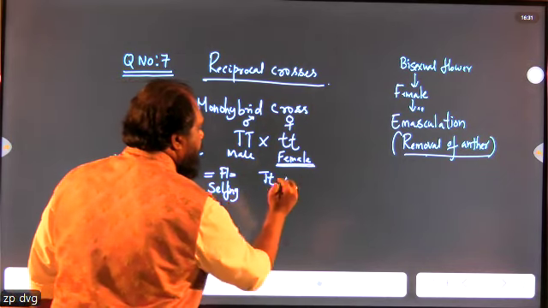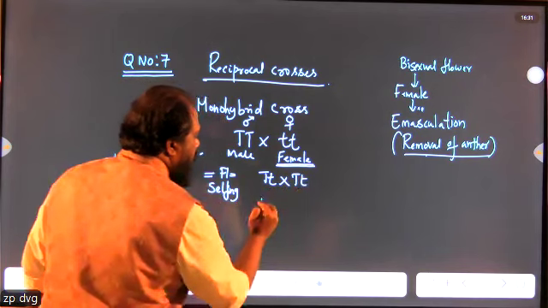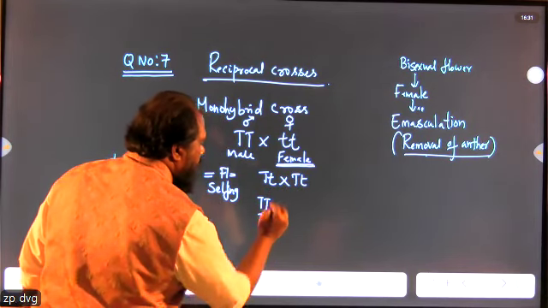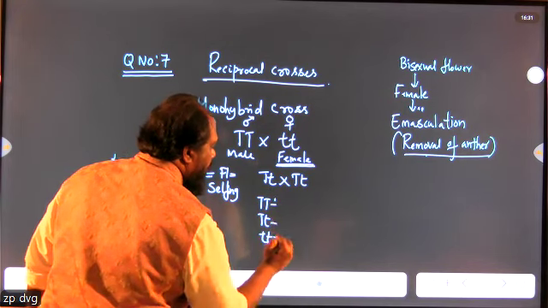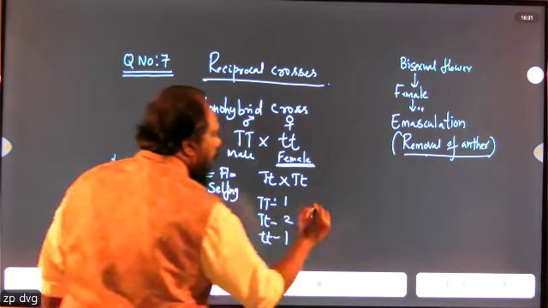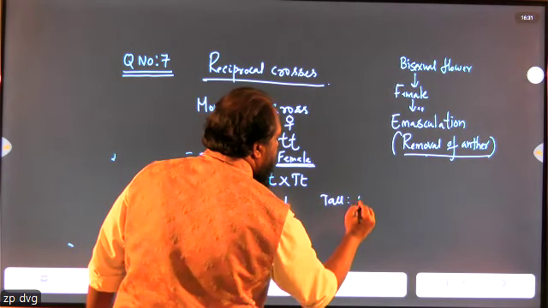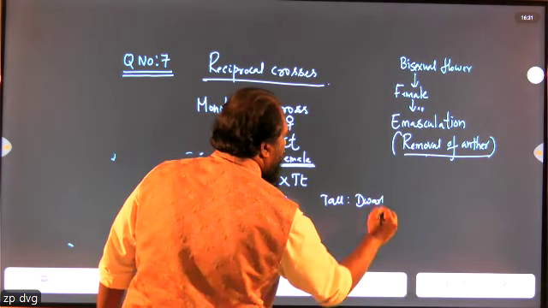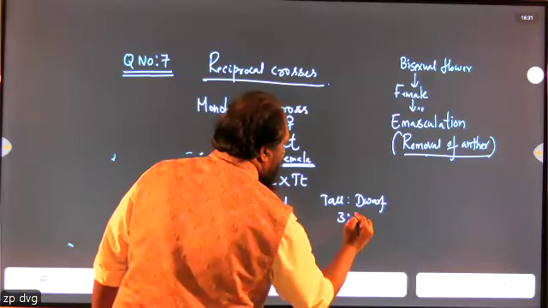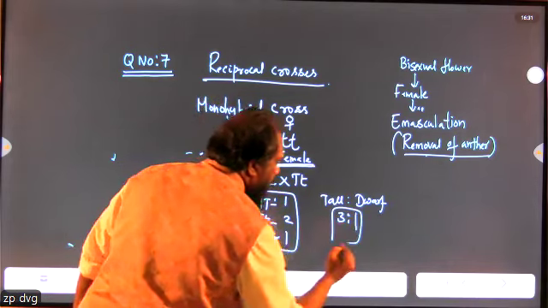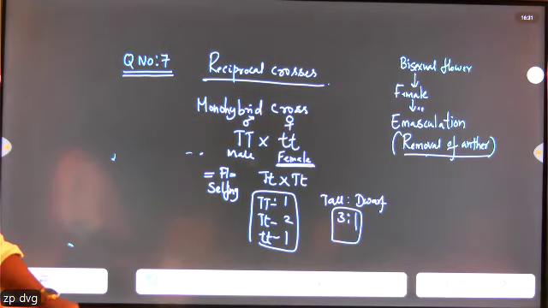By selfing, you will get capital T capital T, capital T small t, small t small t in the ratio of 1 is to 2 is to 1. And hope you remember, when you consider tall to dwarf or short, you will get the ratio of 3 is to 1. So this is the normal cross.